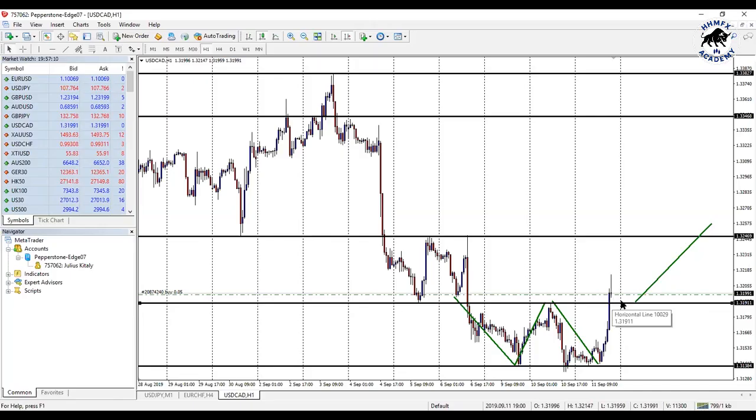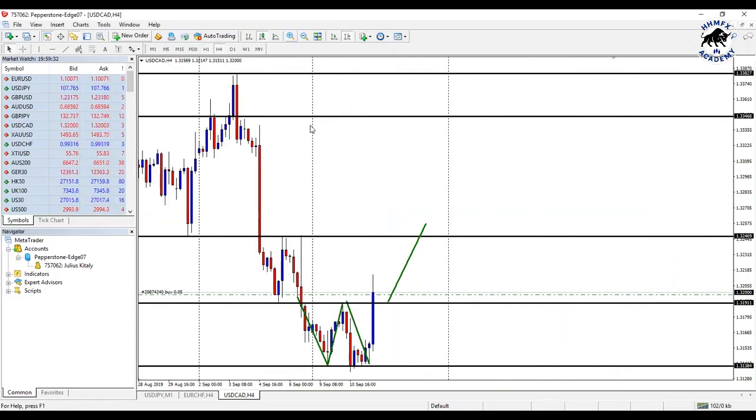Now, your entry should be somewhere around that area. In this case, it is around this support, where we expect a retest. You see, guys, it differs in different scenarios.